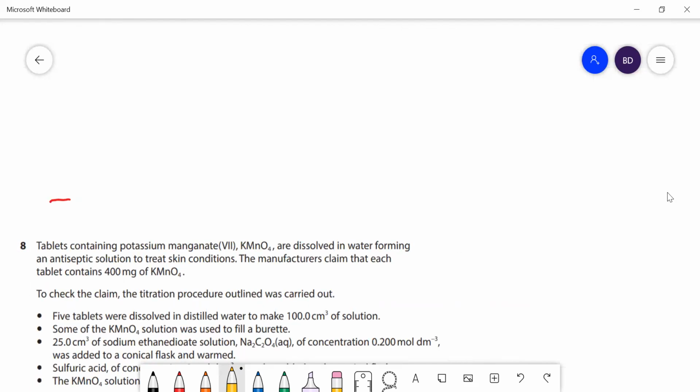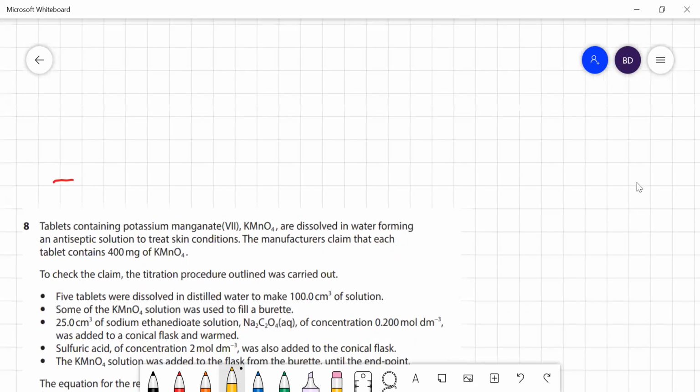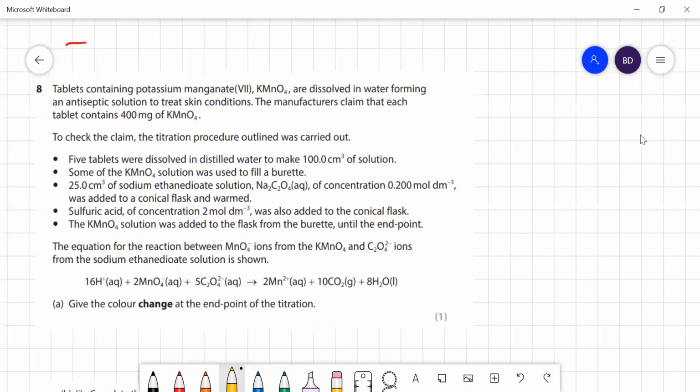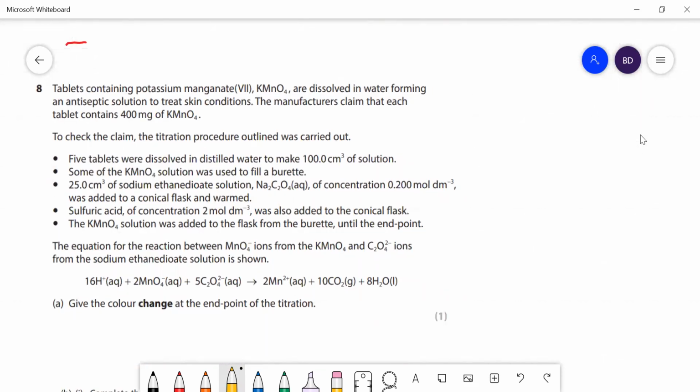Now we're on to a longish titration question. Okay, a redox titration. So you've got tablets containing potassium manganate dissolved in water. The manufacturers claim that each tablet contains 400 mg of potassium manganate. So you get 5 tablets, make it up to 100 centimeters cubed. We don't need this till later, actually. We put the manganate in the burette and we titrate it against ethane dioate solution.